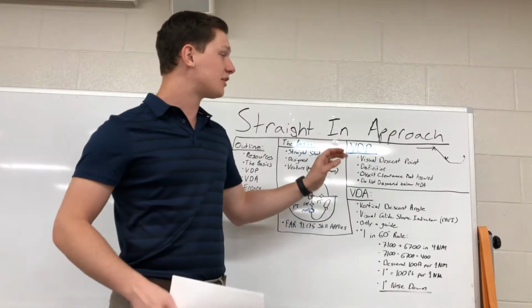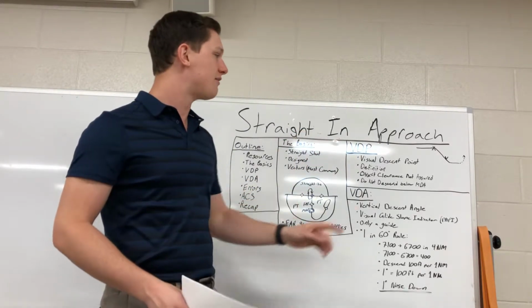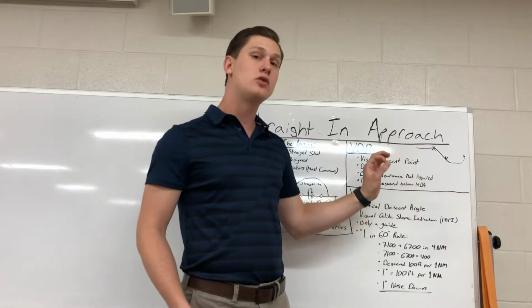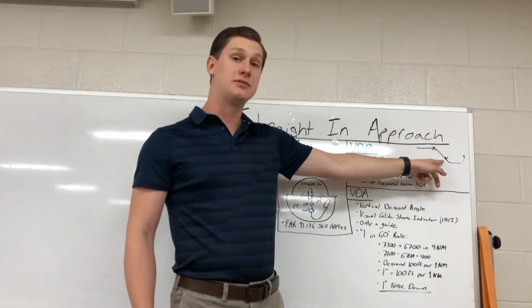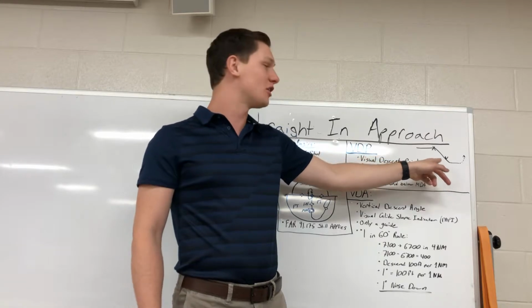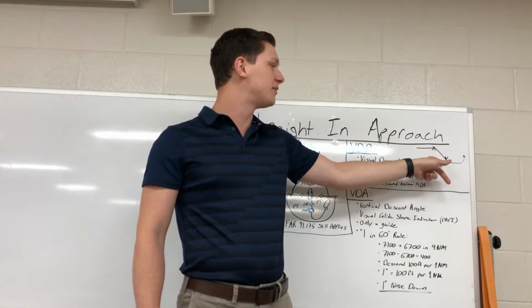The VDP stands for your visual descent point. And I've made a crude drawing over here. The visual descent point is this black V. That's it. That's all it is. On your instrument approach plan view, it's going to be the black V.